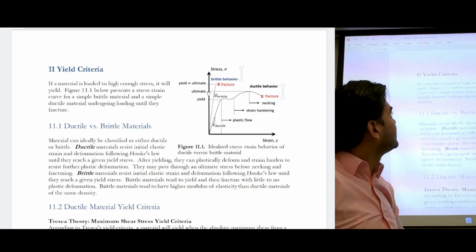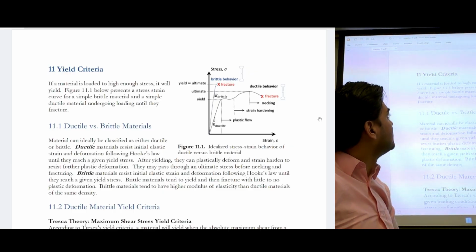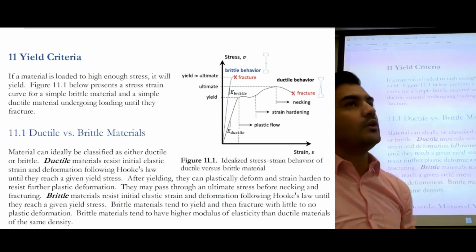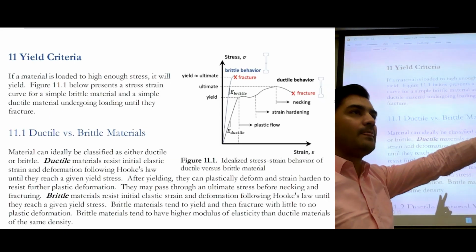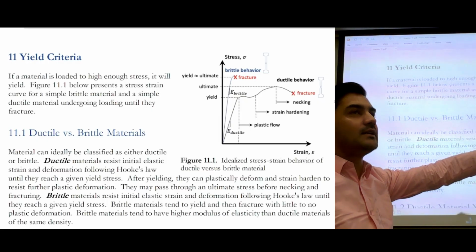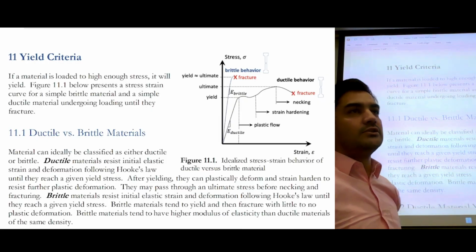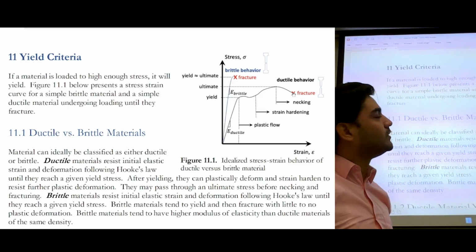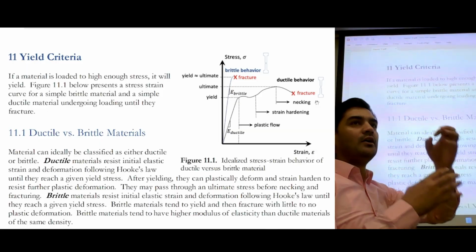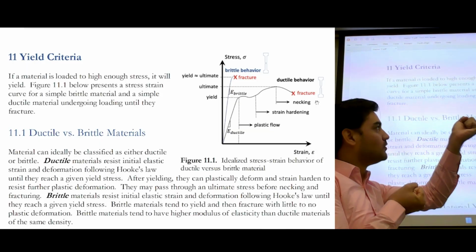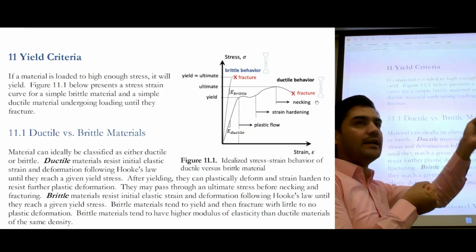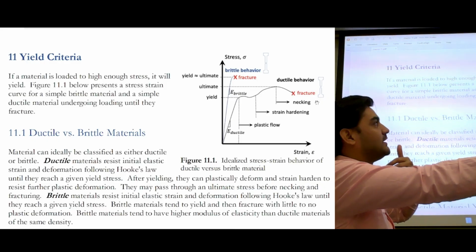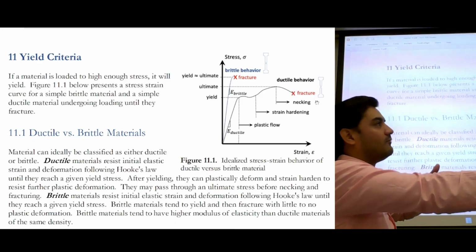But we can just revise yield criteria a little bit. So now we know there are two types of materials. There are ductile materials and there are brittle materials. So for a ductile material, this is how the stress-strain curve looks like. When you keep on applying load, you will have yielding, and after yielding, you will have some extensive amount of plastic deformation, and then it will fail.